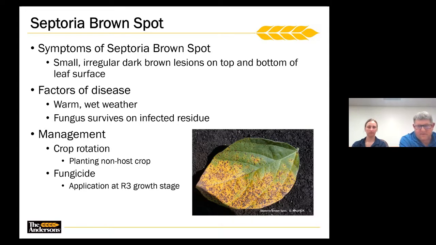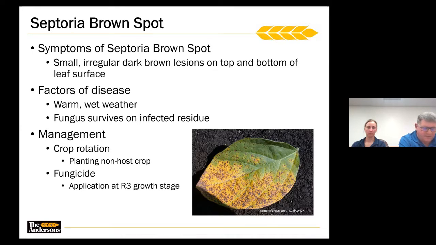This is a disease that's actually pretty common when you get into the Midwest. We want to look for those brown lesions at the tops and the bottoms of the leaves. Something that's going to come in when we're warm outside. We have some wetter conditions that are out there. In terms of a fungicide application, this is really going to be at our R1 to our R3 growth stages is where we're going to want to watch this.